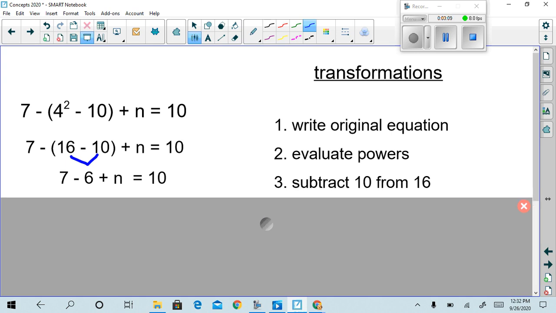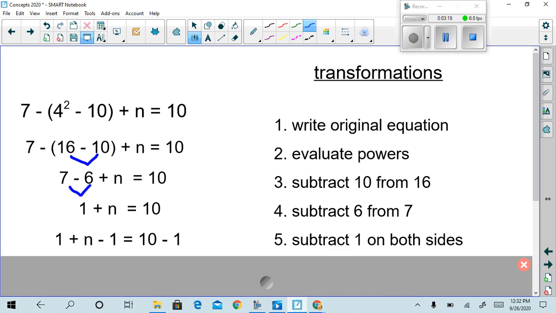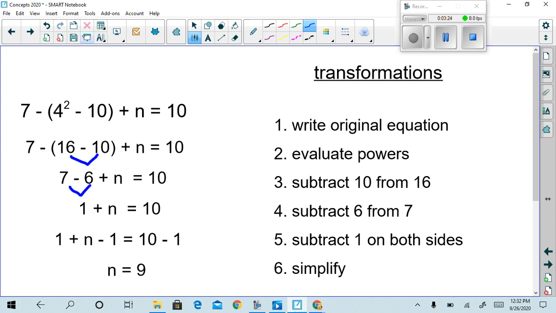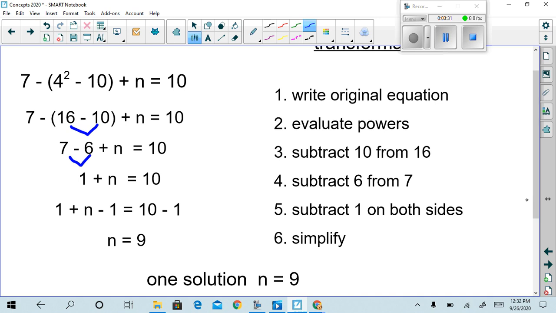I still have a little more simplifying. I'm going to now subtract the 6 from the 7, combining those like terms to get 1. My next and final step would be to subtract 1 on both sides, and then you'll see that my solution is 9. When I simplify, I get a value of 9, and there's just one solution to this equation. So if you think back to yesterday when I said that we would be looking at one solution, no solution, and infinite solutions, here's a multi-step that comes out to just one answer.